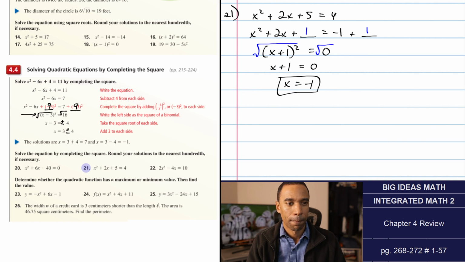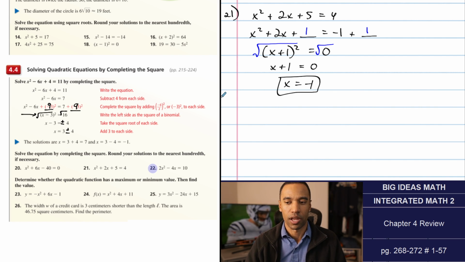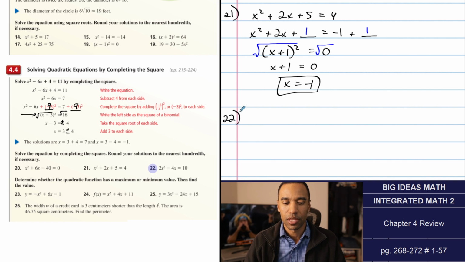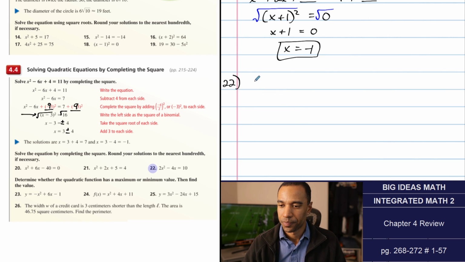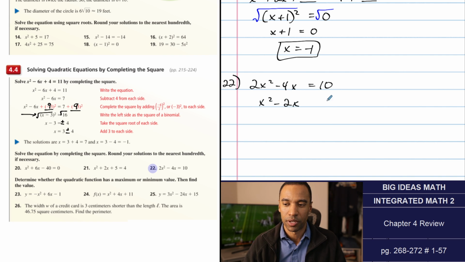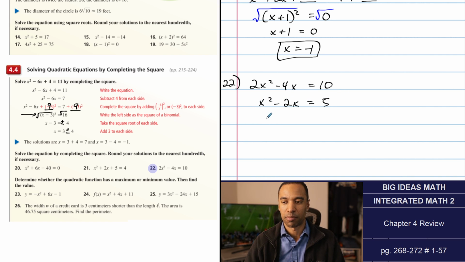Number 22. 2x squared minus 4x equals 10. Do not bother trying to complete the square as long as that 2 is there. We're lucky that we have all even numbers. It's pretty good because we can divide them by 2. Do it. Don't not. You will not get a perfect square trinomial if you don't. You might mess something up.